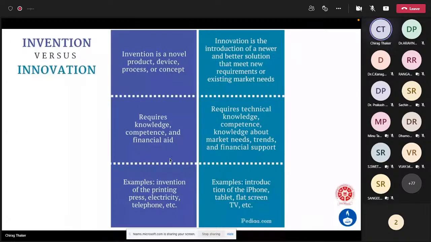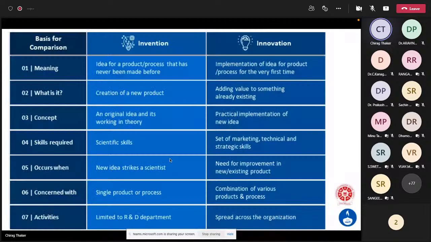So let us compare invention and innovation based on the comparison points. An idea for a product or process that has never been made before is invention. What is innovation? Implementation of an idea for product or process refinement for the very first time is innovation. Creation of a new product is invention. Adding value to something that already exists, that is innovation. Concept wise, invention is an original idea and it's working in theory. Innovation in concept is practical implementation of a new idea.